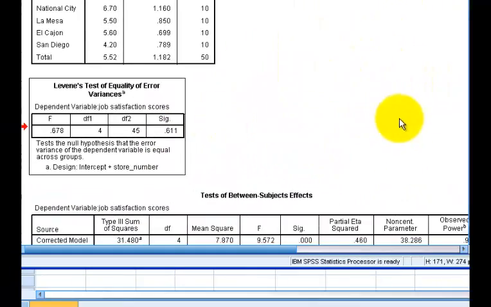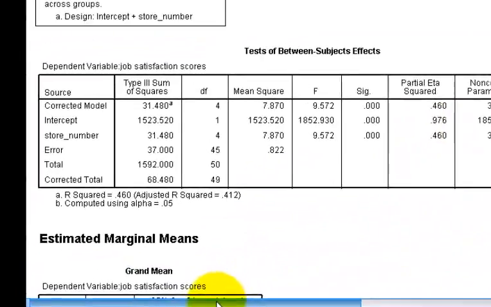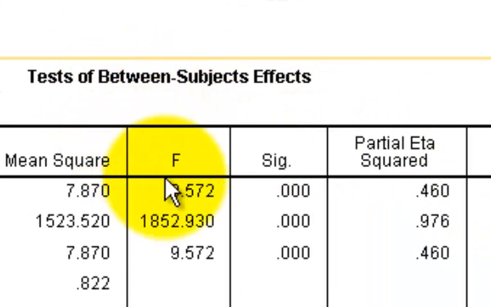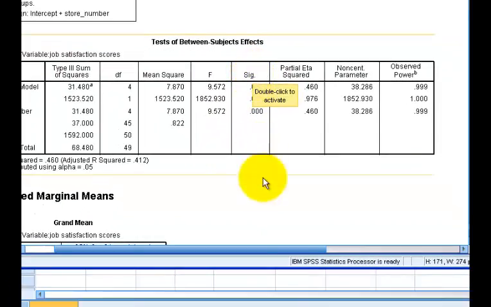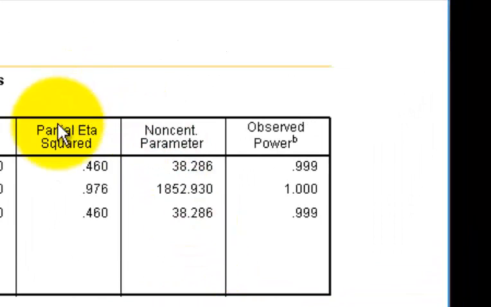And here's our ANOVA. Okay. So we got a great big F of 9.572. That's huge. Significance value much smaller than 0.05, so there is a significant difference between the groups. The eta squared is much better. It's about 46% of the variance you can explain with this grouping model you did. So in other words, location does have something to do with job satisfaction, apparently.